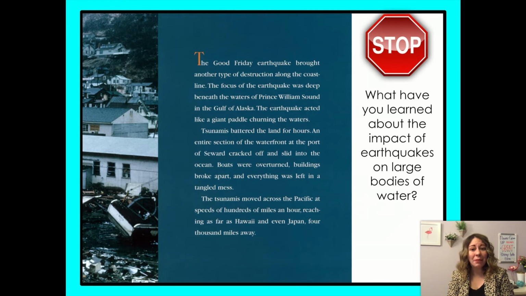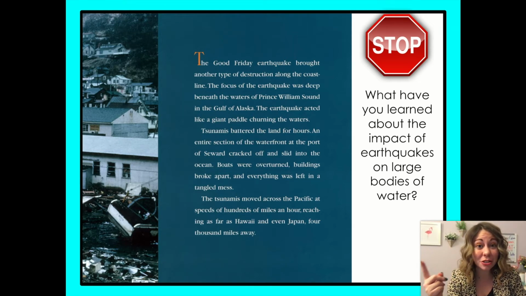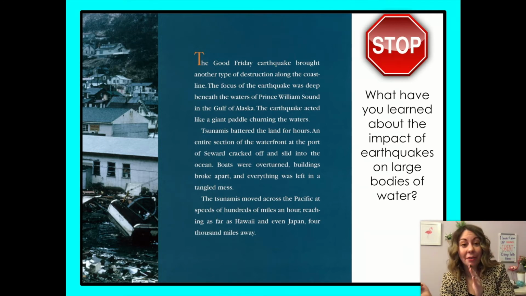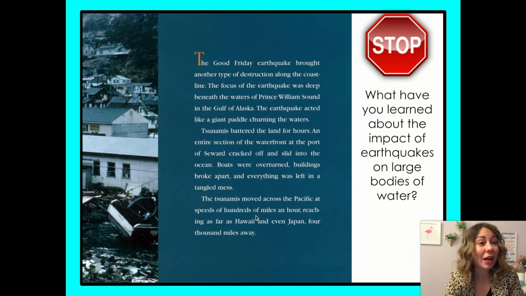So let's see. What have we learned about the impact of earthquakes on large bodies of water? Do you say they're bad? Well, yeah, of course. Can you give me some more details, please? Yeah, so it can overturn boats. It causes tsunamis, right? So that's a good word, a tsunami. A tsunami is like a big wave, okay? And tsunamis can impact land hundreds and thousands of miles away, like in the case of it impacting Japan.